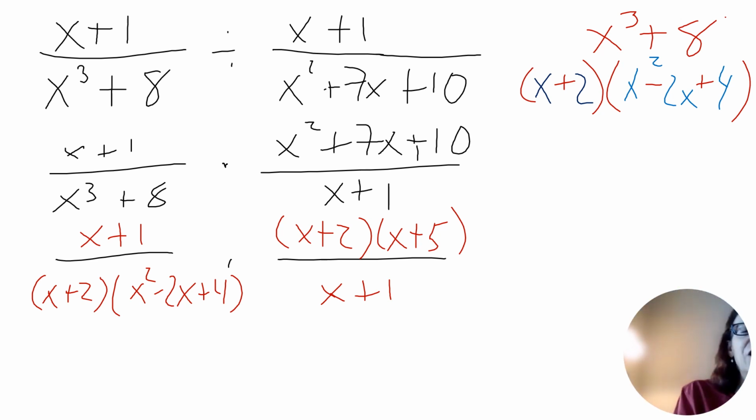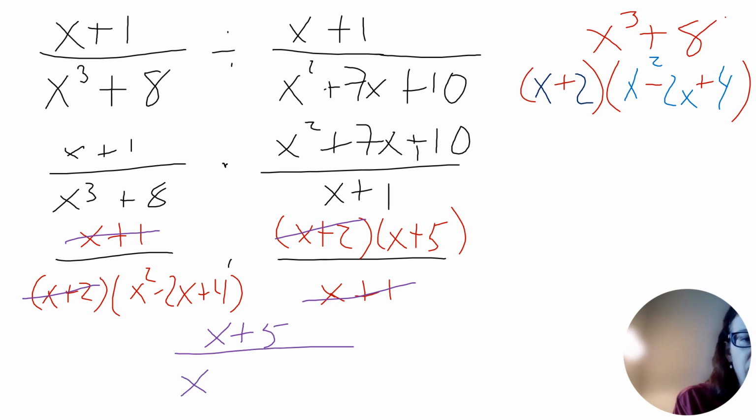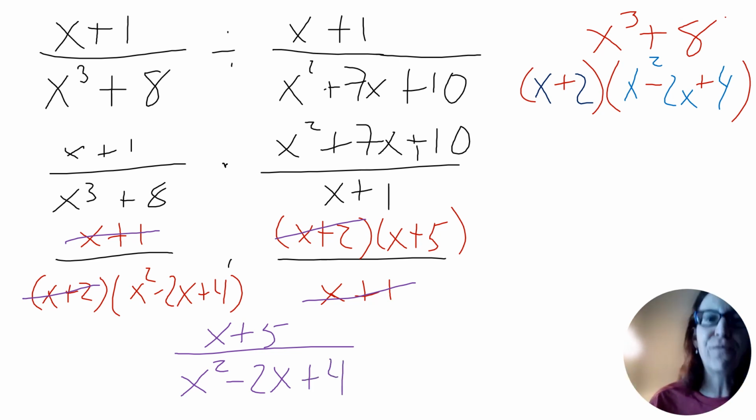All right, so now let's cancel our common factors. I have an x plus 1 in the numerator, which can be canceled with an x plus 1 in the denominator. Notice that we're not canceling the terms. We're not canceling just an x by itself. We're canceling the entire unit. I have an x plus 2 that can be canceled with another x plus 2, and that leaves me with my answer, which will be x plus 5 over x squared minus 2x plus 4. And that is how you divide rational expressions.